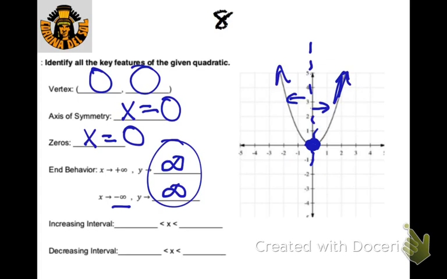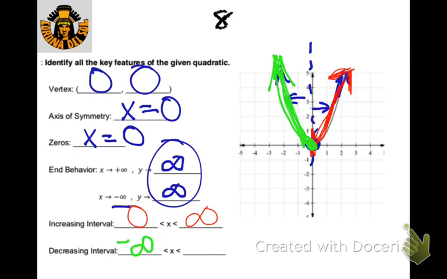The increasing interval is whenever the graph is actually going up, and you can tell it's going up the whole time from 0 to infinity. And then it's decreasing this whole time, so that's from negative infinity all the way to right there, 0. So we would say from negative infinity all the way to 0. Didn't want to erase that so it doesn't look like it's a negative sign or anything.